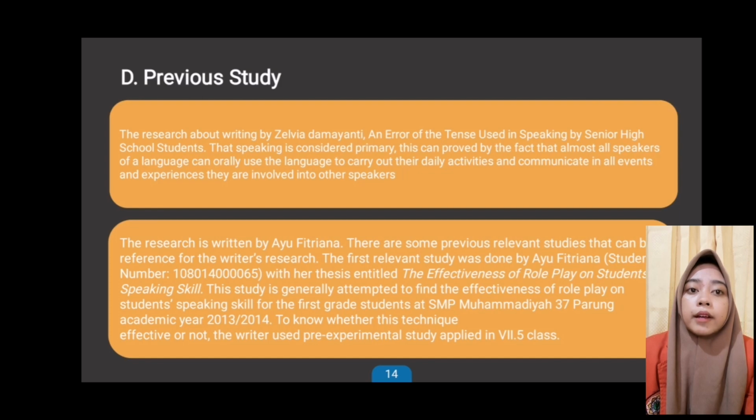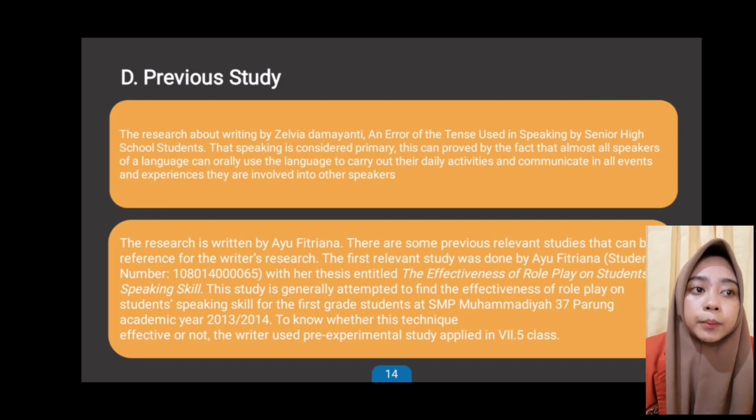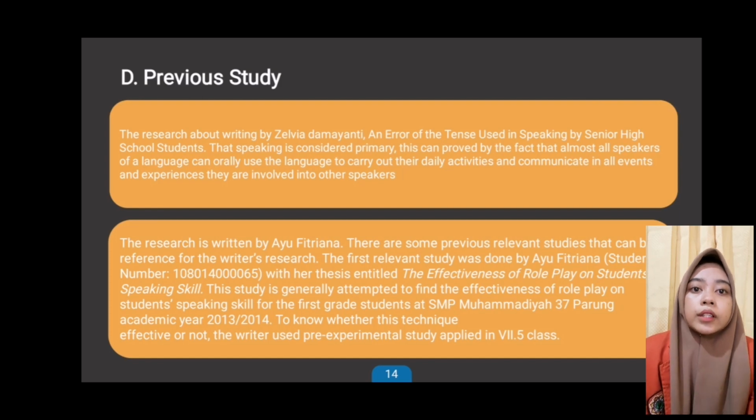The research about writing by Hasbyah Idzhar, an error of the tense used in speaking by senior high school students, states that speaking is considered primary, proved by the fact that almost all speakers of a language can orally use the language to carry out their daily activities and communicate. And then the next, the research is written by Ayu Fitriana. There are some previous relevant studies that can be referenced for the writer's research.